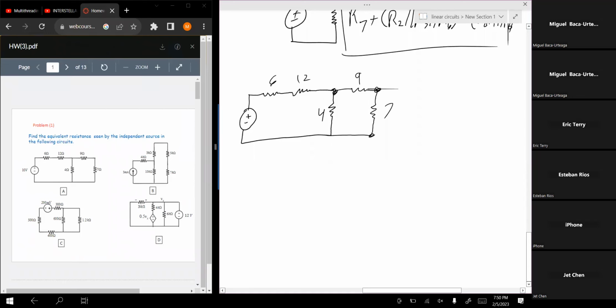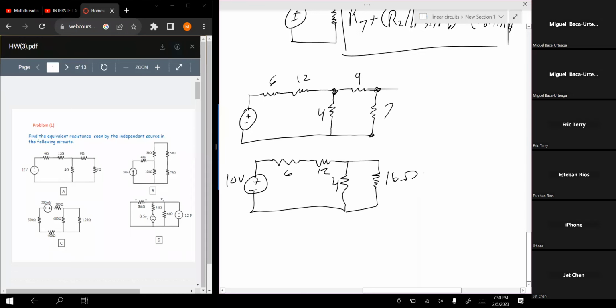All right, so the 9 plus 7, basically, we know this is a 10-volt battery. We have a resistor, we have a second resistor, and then we have our 4. This is our 4, 12, 6. And then this side gets reduced down to 1 resistor. That's going to be a 16 ohm resistor because we combined these two right there.